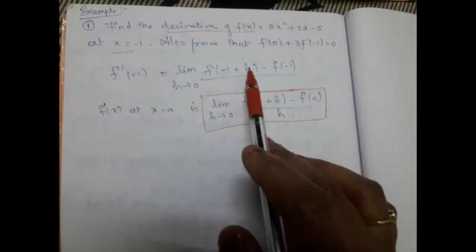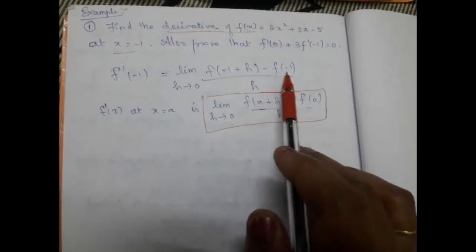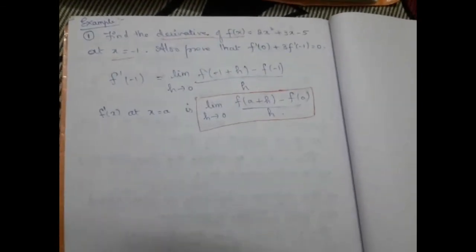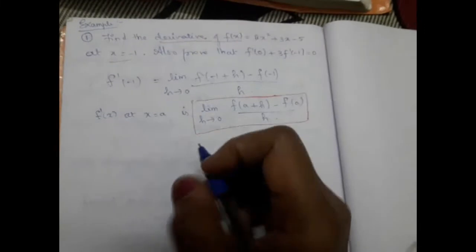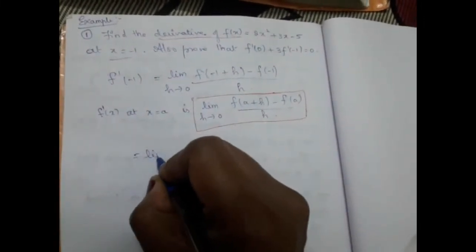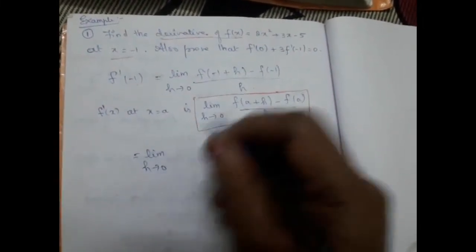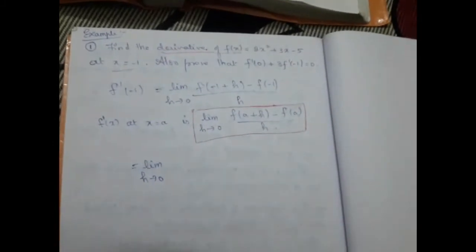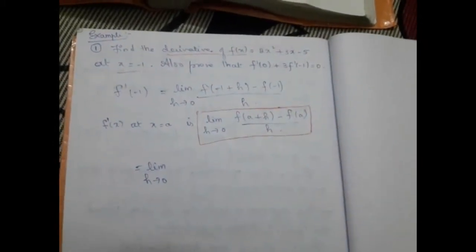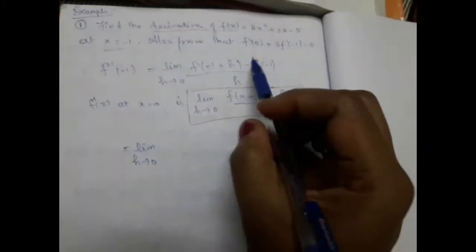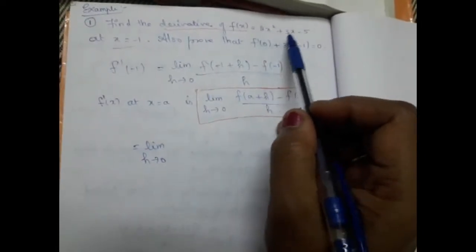So, f of minus 1 plus h minus f of minus 1 divided by h. Right? Now, how to solve this? Limit h tends to 0. What is f of a plus h? The definition of f of x is 2x square plus 3x minus 1.